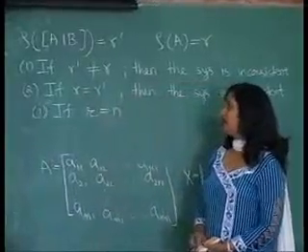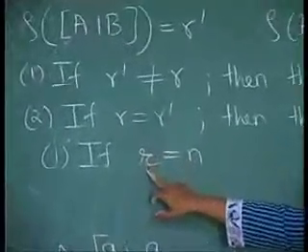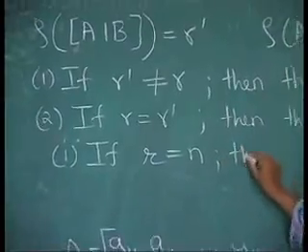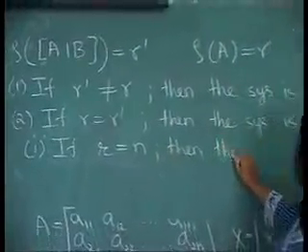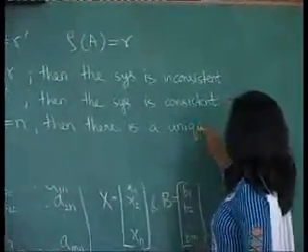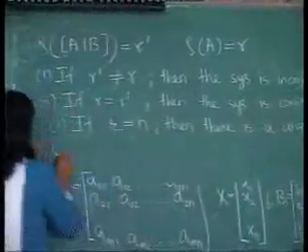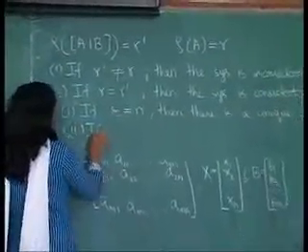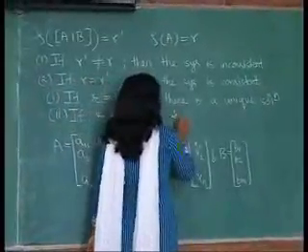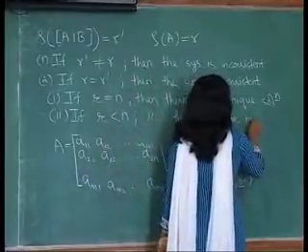After bringing the matrix to the echelon form, if the number of equations left is equal to the number of unknowns, then there is exactly one solution, or there is a unique solution. And if the number of equations is less than the number of unknowns, then there will be infinitely many solutions.